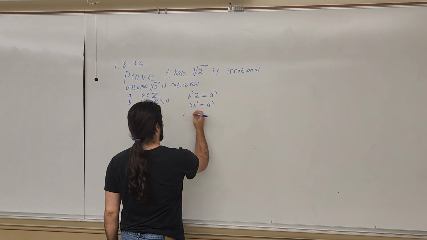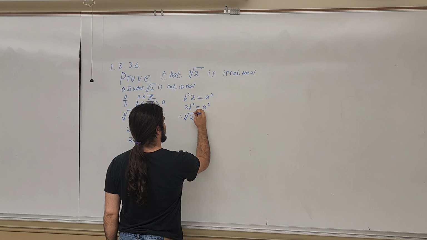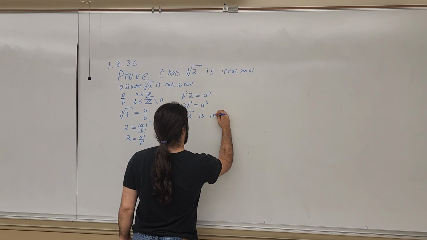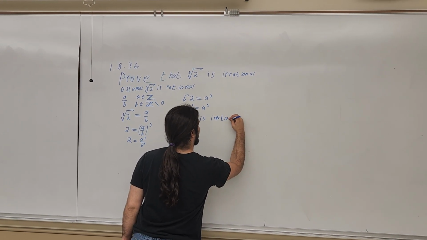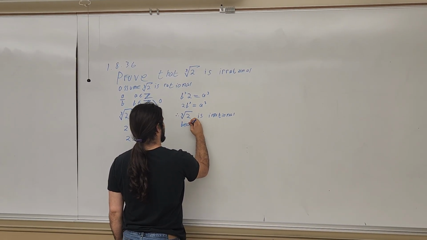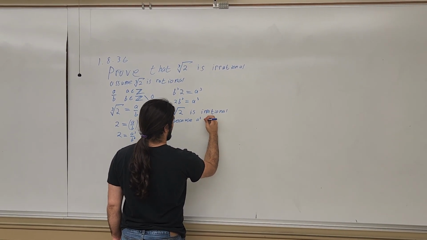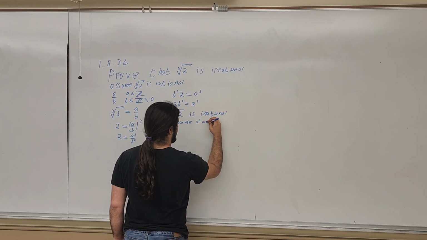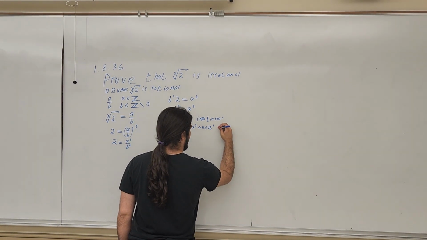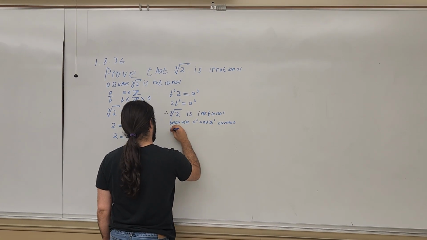So, therefore, the cube root of 2 is irrational because A cubed and B cubed in 2B cubed cannot both be even numbers.